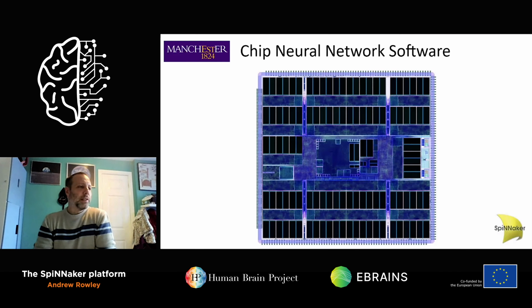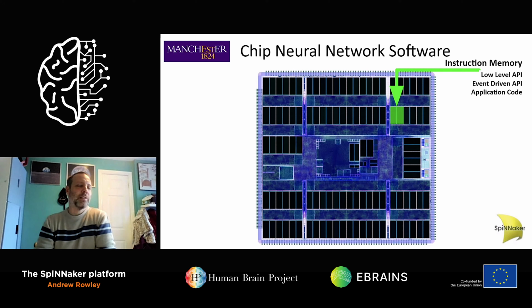So to have a look at how the chip neural network software actually maps onto the machine, this is our SpiNNaker chip diagram again, without so many labels on it. So our instruction memory is loaded up with that low-level API, some event-driven API, and the application code. They're all loaded there into that instruction memory. So it's small, but we managed to squeeze in that amount of code onto it. We've done a bit of work to try and work out what we can put on there, and that's what we're able to fit now.